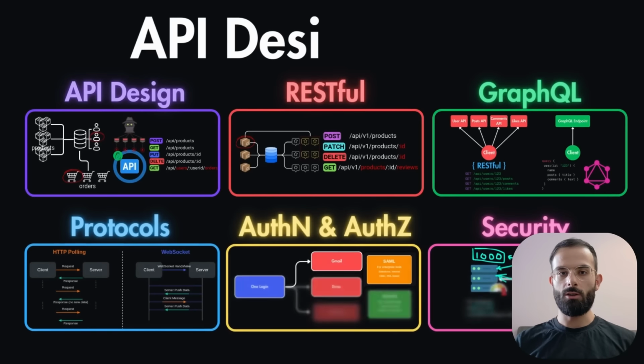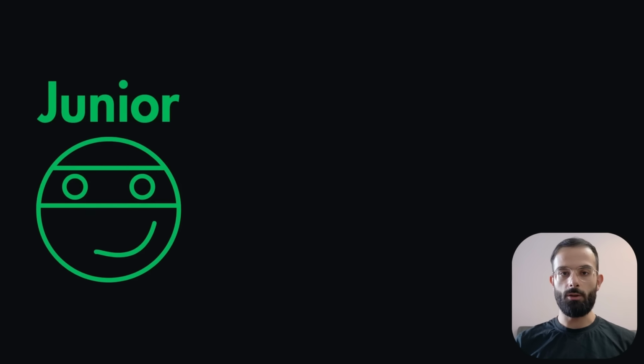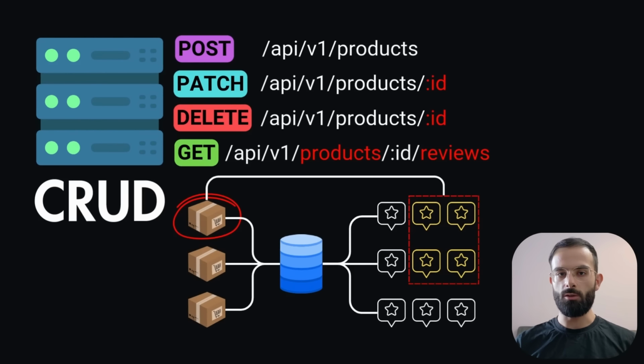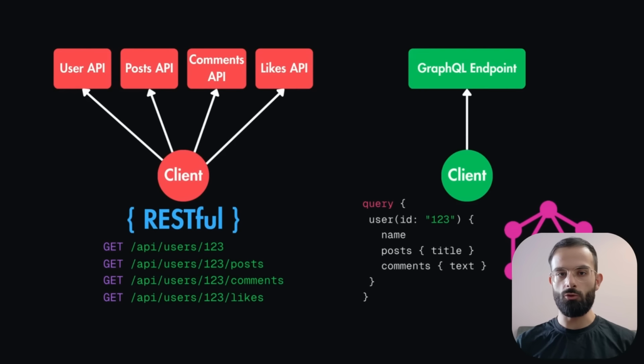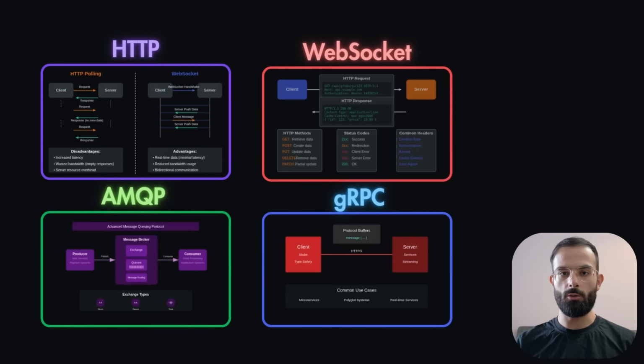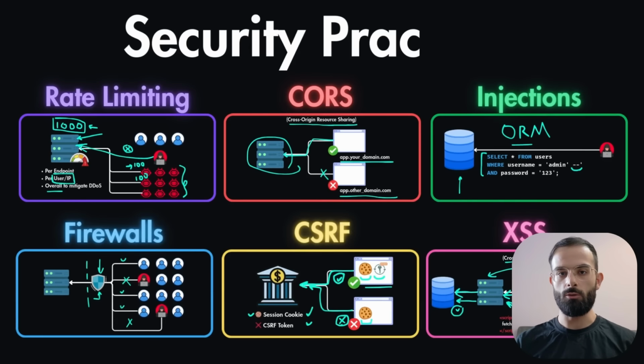In this course, you'll learn the API design skills that separate junior developers from seniors. Most developers only know how to build basic CRUD APIs, but they don't really understand how APIs work behind the scenes, like when to choose REST over GraphQL or when to choose rich protocol like HTTP, WebSockets, messaging protocols, or how to apply security practices.